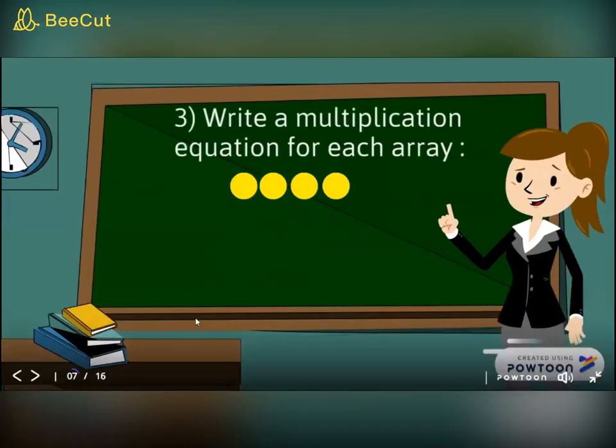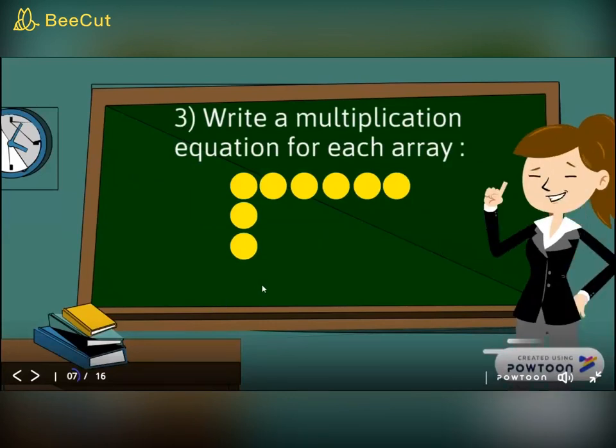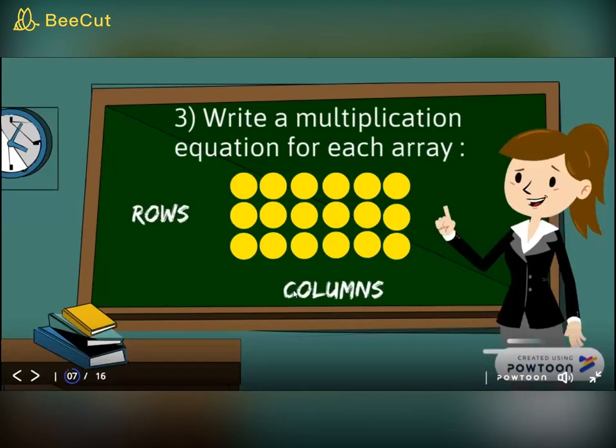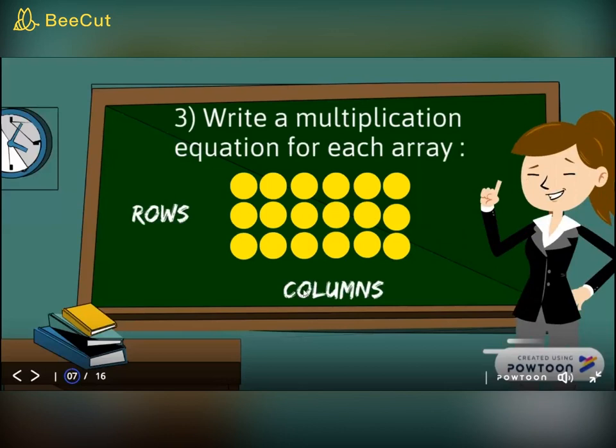First problem for today, write a multiplication equation for each array. We have here this first array. This array has how many rows and how many columns? Let's count together. 1 sleeping line, 2 sleeping lines, 3 sleeping lines. How many columns? 1 standing line, 2, 3, 4, 5, 6. So this array has 3 rows and 6 columns.